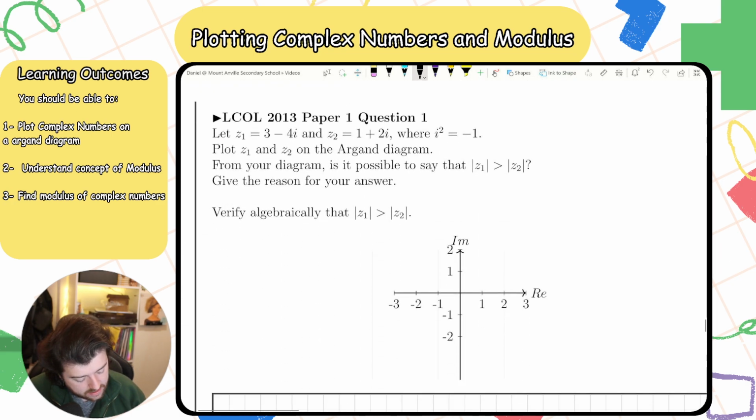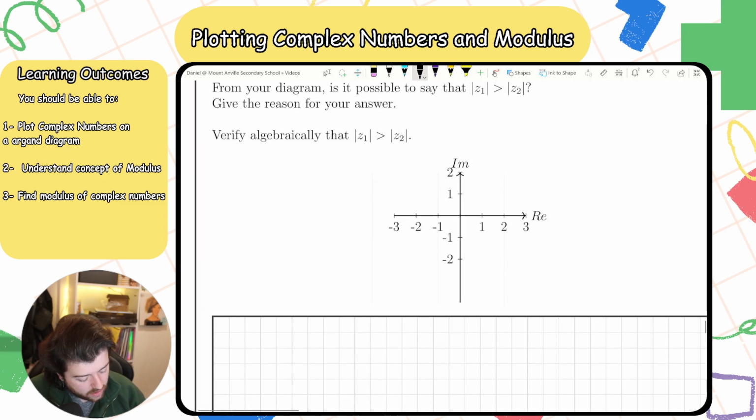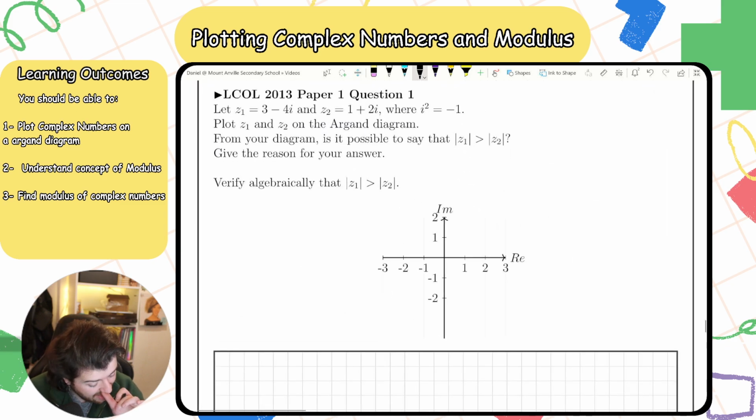Right. Let's look at a final question here. Let z1 equal 3 minus 4i and z2 equal 1 plus 2i. Plot z1 and z2 on the Argand diagram, and then from your diagram, is it possible to say that the modulus of z1 is greater than the modulus of z2? So let's have a look here.